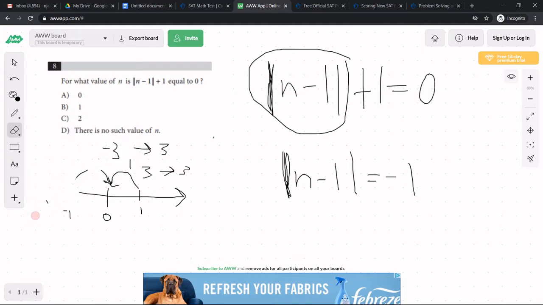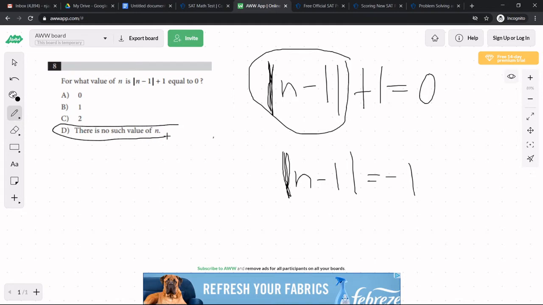So, when we're doing this problem, as soon as we see that the absolute value sign equals a negative number, we should know immediately there is no such value for n.